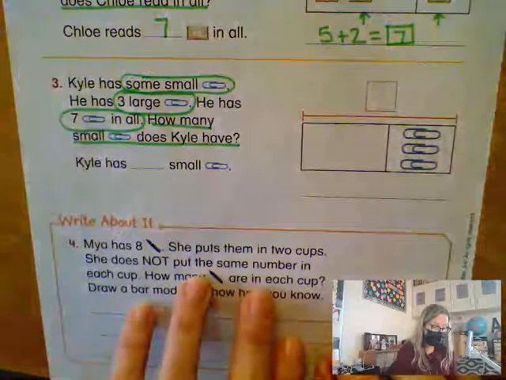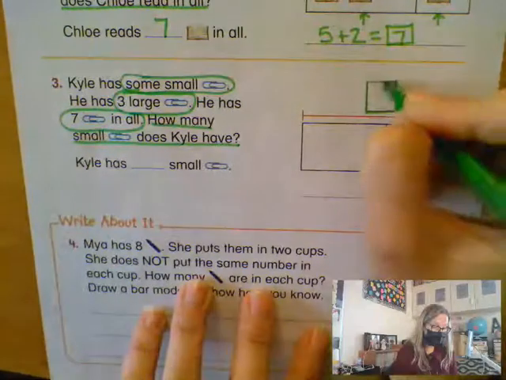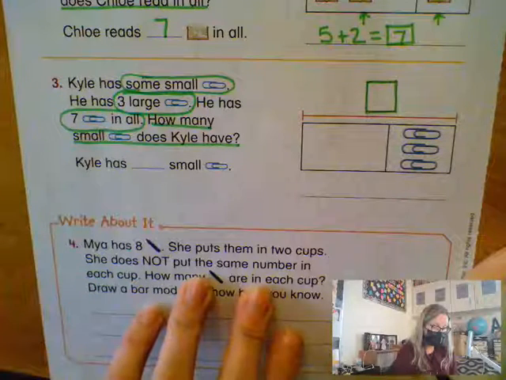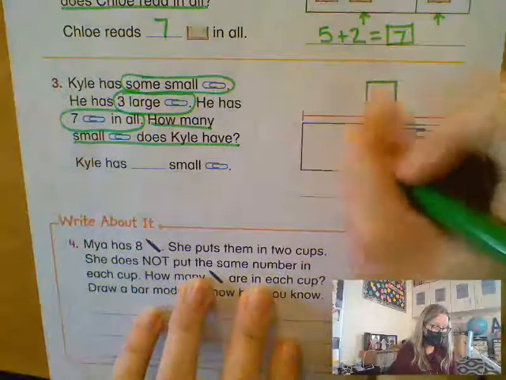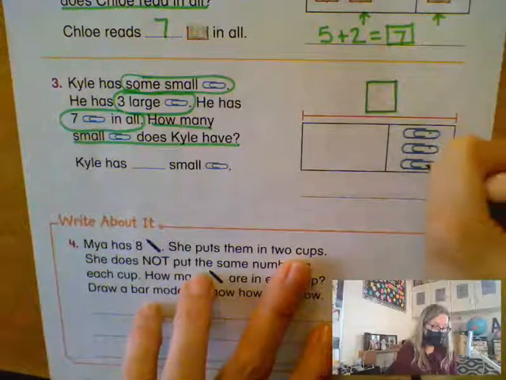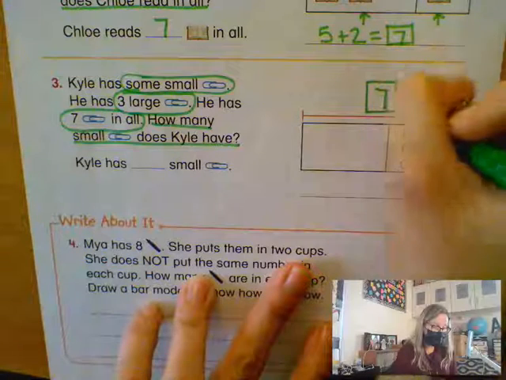Perfect. Okay. So he has some. We don't know this number. Okay, it's a mystery number. We don't know how many small he has. But we know he has 1, 2, 3 big, and we know he has 7 altogether. So you can put your 7 there, that's the total.